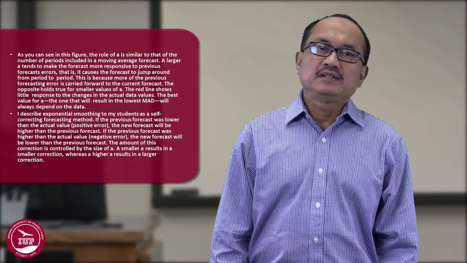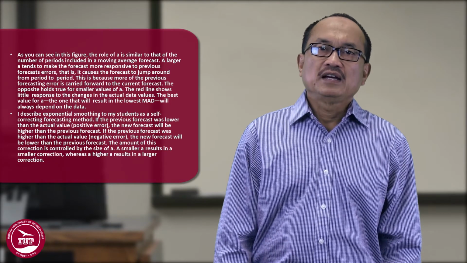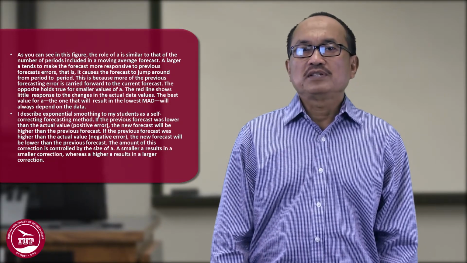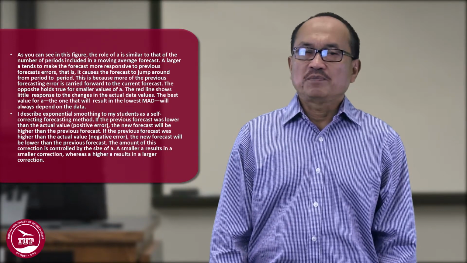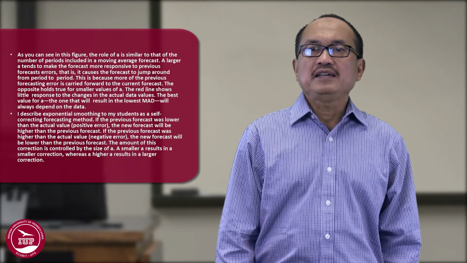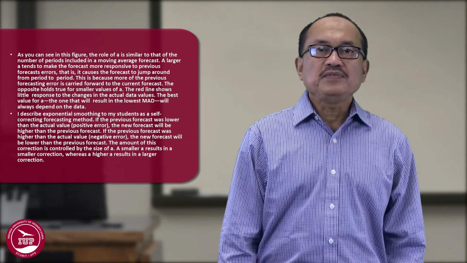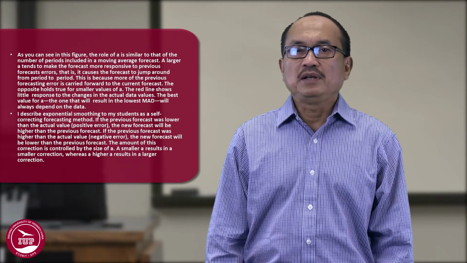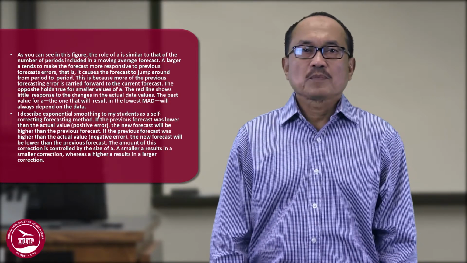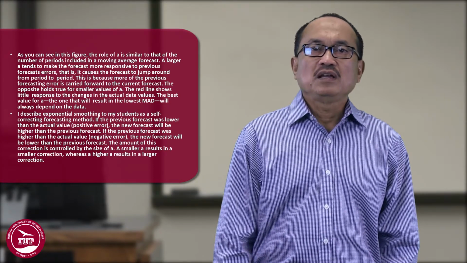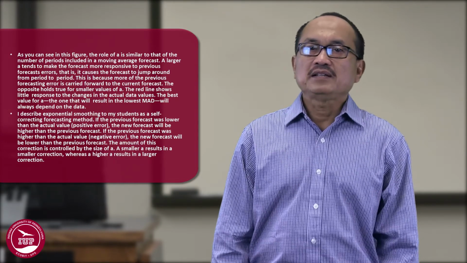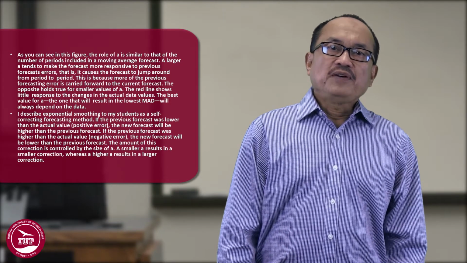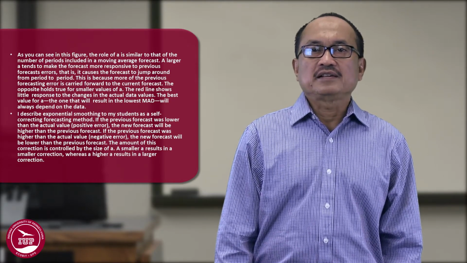I describe exponential smoothing to my students as a self-correcting forecasting method. If the previous forecast was lower than the actual value, or positive error, the new forecast will be higher than the previous forecast. If the previous forecast was higher than the actual value, or negative error, the new forecast will be lower than the previous forecast. The amount of this correction is controlled by the size of alpha. A smaller alpha results in a smaller correction, whereas a higher alpha results in a larger correction.